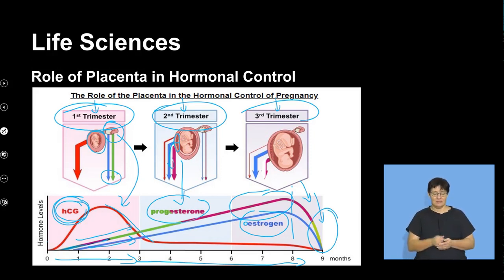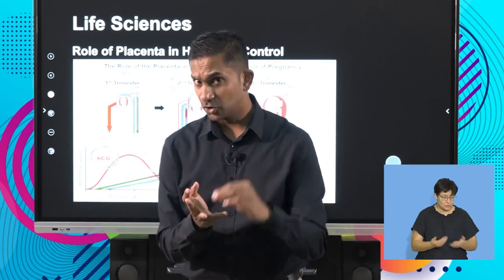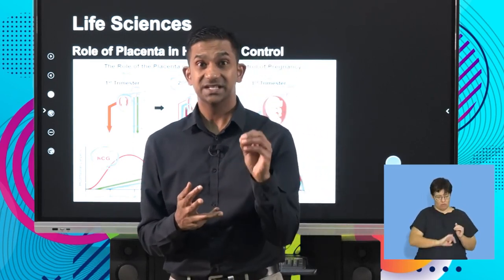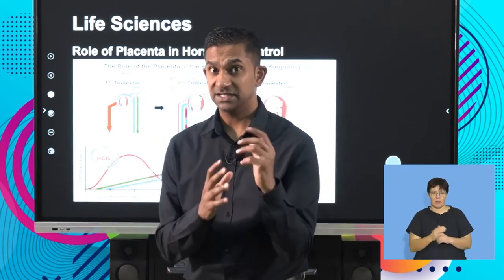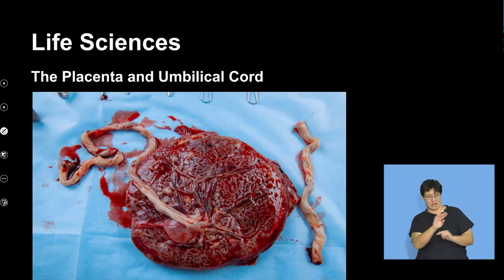So guys, in this segment we've looked at an overview of the role of the placenta in terms of the hormones that are produced, and its structure. What is significant was discussing the umbilical cord and its structure. Before we wrap up, I'd like to show you what an image of a placenta looks like.